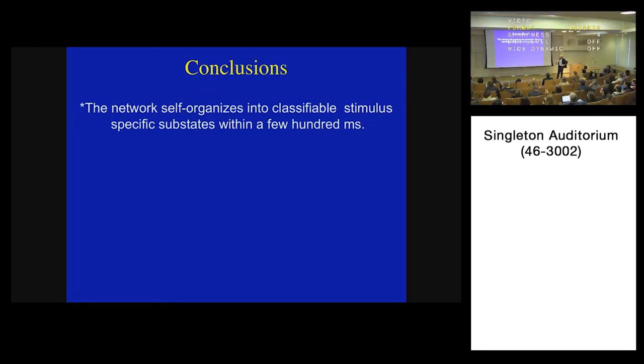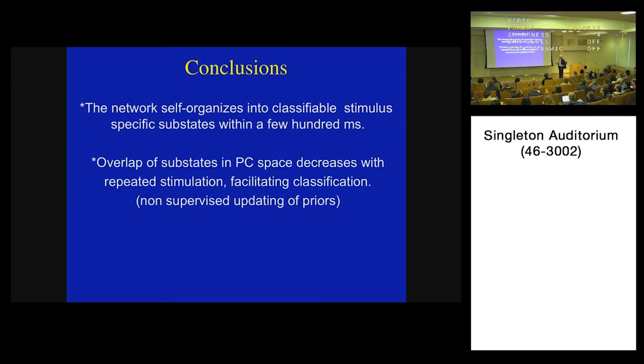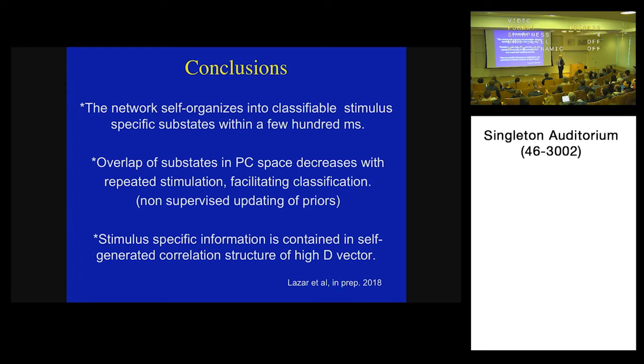So the conclusions here are: the network self-organizes into classifiable stimulus-specific substates within a few hundred milliseconds. The overlap of substates in PC space decreases with repeated stimulation, which makes classification easier. So it seems like a non-supervised updating of priors. And stimulus-specific information is contained in the self-generated correlation structure of these high-dimensional vectors.